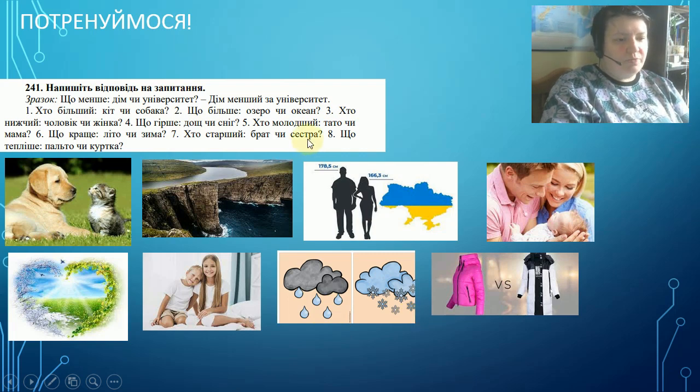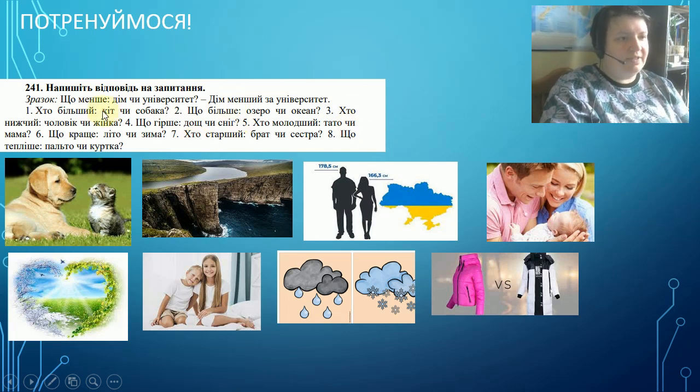Хто молодший, тато чи мама? Who is younger, dad or mom? Що краще, літо чи зима? Which is better, summer or winter? Хто старший, брат чи сестра? Who is elder, the sister or the brother? Що тепліше, пальто чи куртка? Which is warmer, the coat or the jacket? So you can stop, try to answer these questions. As you see, the adjectives are already in the correct form, so you can just stop and write.